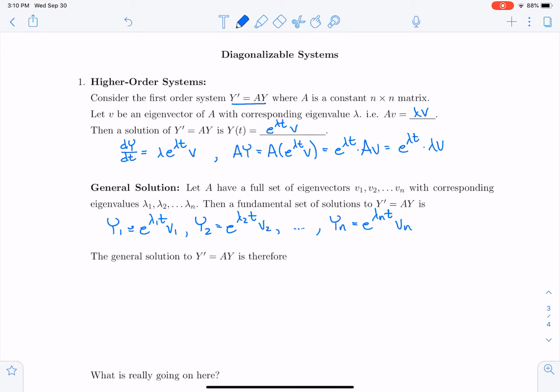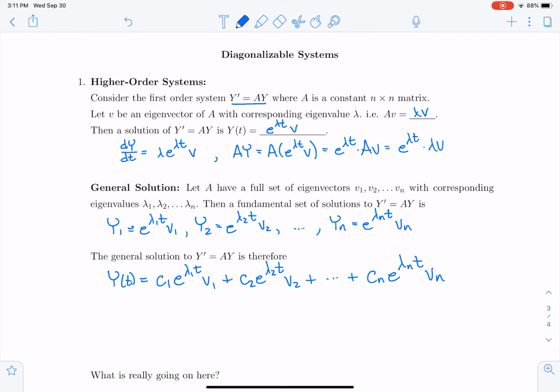So let's look at what the general solution will look like. y of t will be a linear combination of those basis functions. So that's c1 e to the lambda 1 t times v1 plus c2 e to the lambda 2 t times v2, and then all the way down to cn e to the lambda n t times vn.